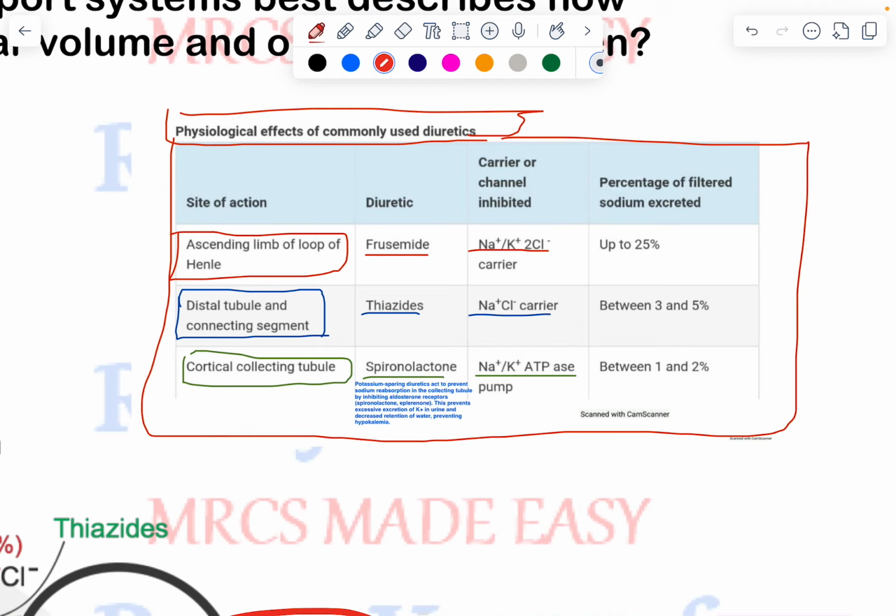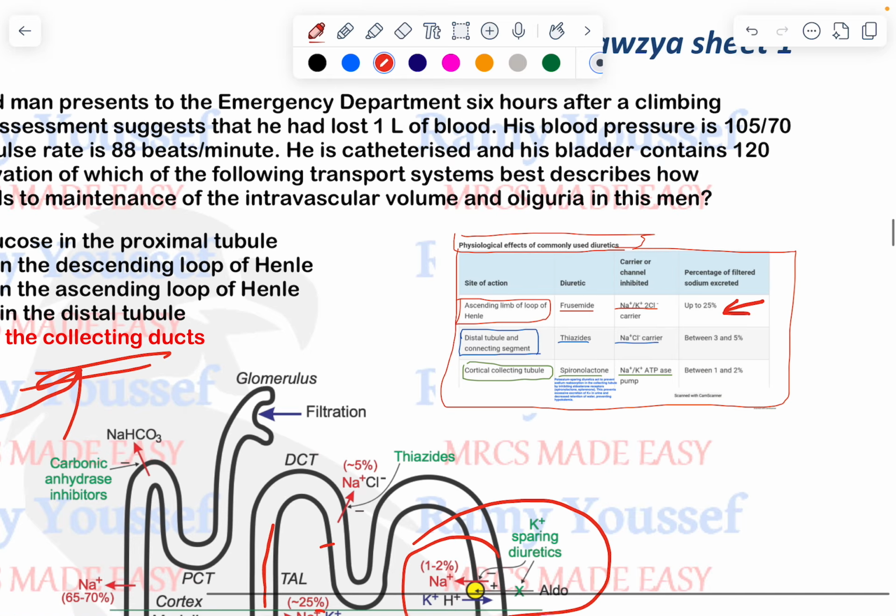Percentage of sodium filtered, this is also a question. So if furosemide is given, 25% of sodium is excreted. If you give furosemide, it is a diuretic. If thiazide is given at the distal convoluted tubule, the sodium percentage is 3 to 5%, and in the collecting duct the percentage lost will be small. So with furosemide, most of the sodium is lost.